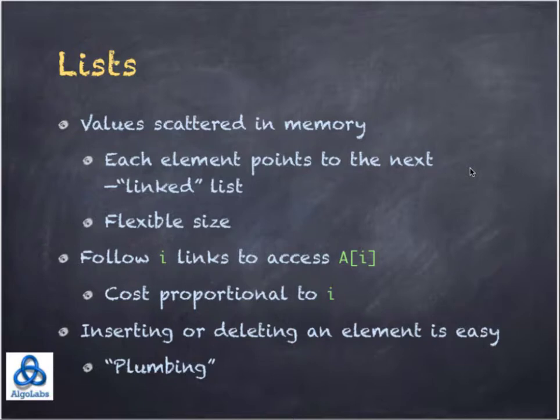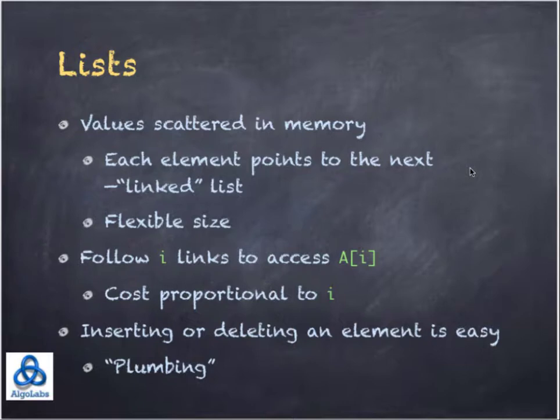On the other hand, because the list structure is so flexible and the values are scattered around, we cannot directly find an element in the list by just knowing its position within the sequence. We have to start at the beginning and follow all the links and pointers until we reach the ith position. So this means that accessing a[i], the ith position in a sequence represented as a list, requires us to walk through i values, so it takes time proportional to i.